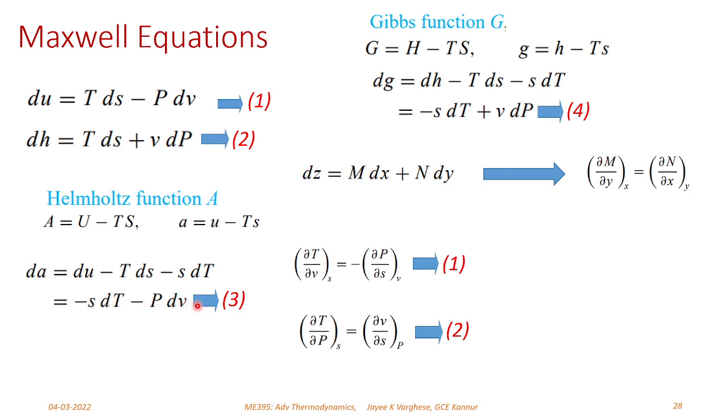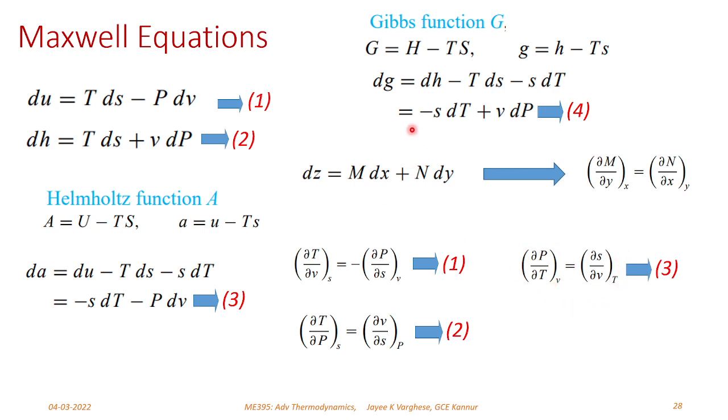So the third Maxwell's relation will become minus of ∂S/∂V at a constant temperature, which is written on the right side, is equal to minus of ∂P/∂T at a constant volume. Both the terms have a negative sign, so they will cancel. So the third Maxwell's relation will have both the terms as positive: ∂P/∂T is equal to ∂S/∂V. It should be written like this.